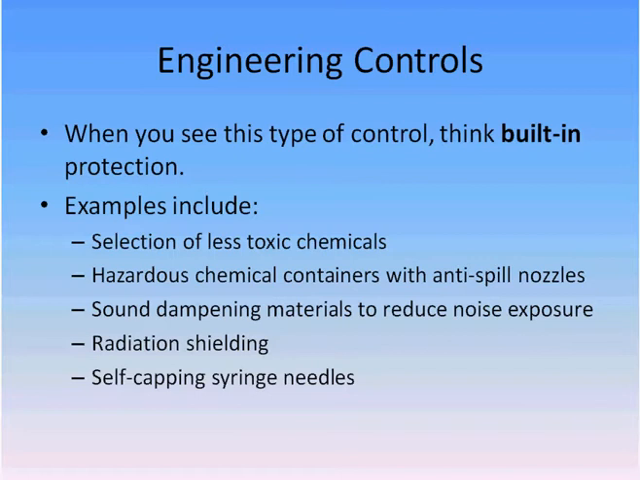Examples of this include selection of less toxic chemicals. We won't be dealing with too many chemicals in our labs, but be aware that we may. There will be hazardous chemical containers with anti-spill nozzles. Some of you may have seen this even with gasoline cans, the nozzle that extends from the can. While we don't use many pieces of equipment that create noise exposure, you can place sound dampening materials around it to reduce exposure. Radiation shielding.